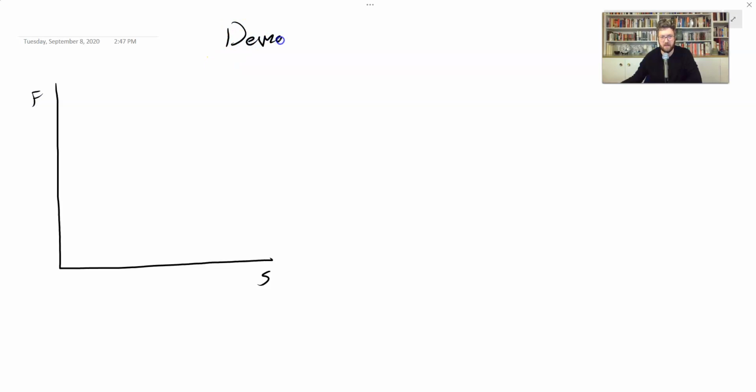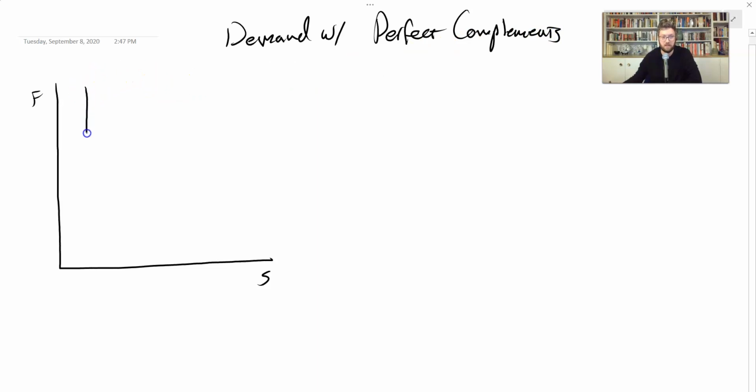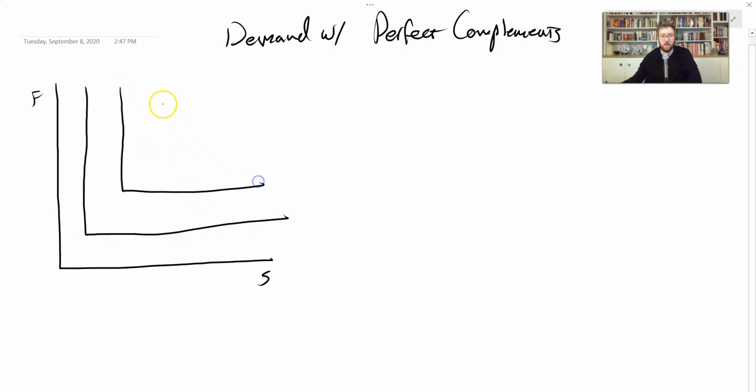So we're going to talk about demand with perfect complements. Remember, perfect complements are goods that need to go together. The indifference curves for them have sharp right angles. So utility is going up as we go in this direction, but you need to have the two goods in the right proportion with each other. For example, if I'm on this corner, and I get more food, but not more shelter, so I move up the indifference curve this way, I'm no happier. My utility is exactly the same.